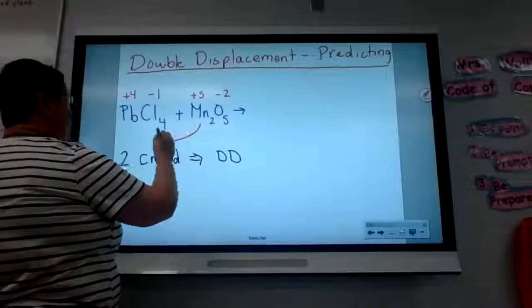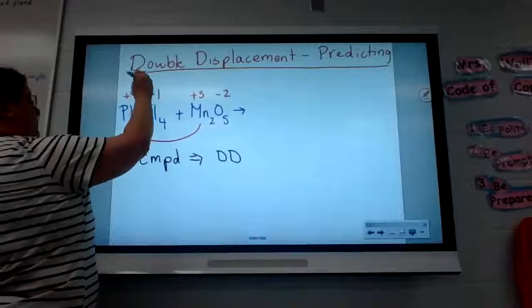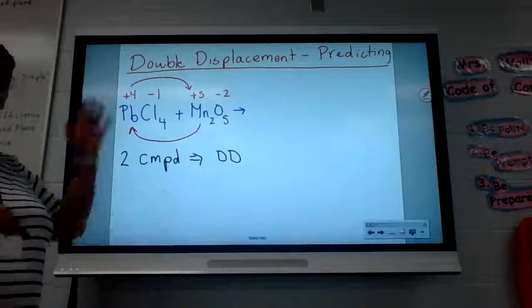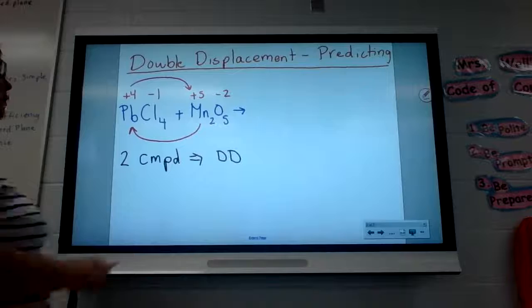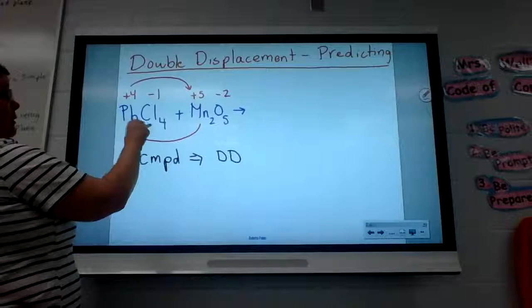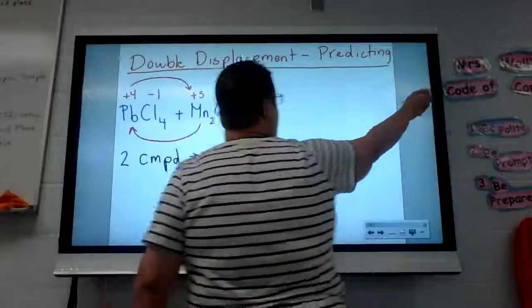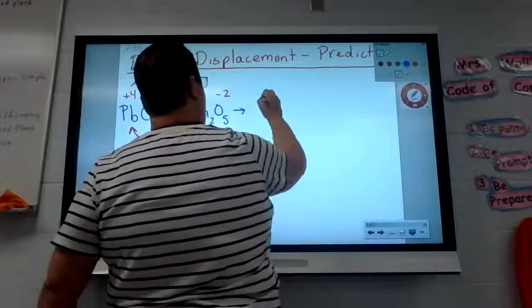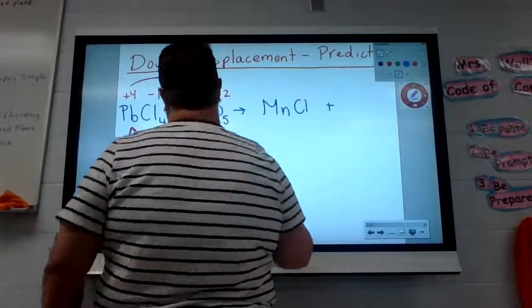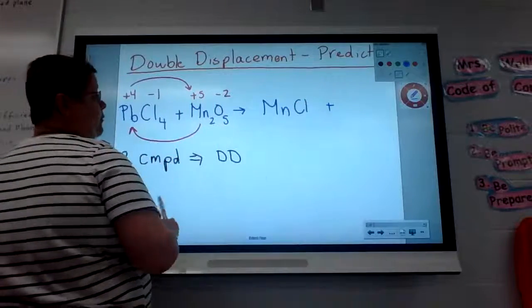All right. So you said positive. That means Mn is going over here and Pb is going over there. But if you saw the negatives, switch the negatives. It works the same way. So Mn is coming over here. So Mn is going to be with who now? Cl. So Mn is with Cl, and that means that Pb is going over here with O.